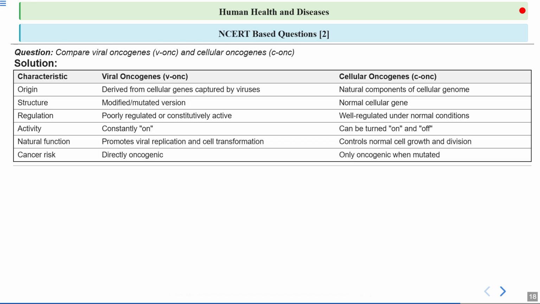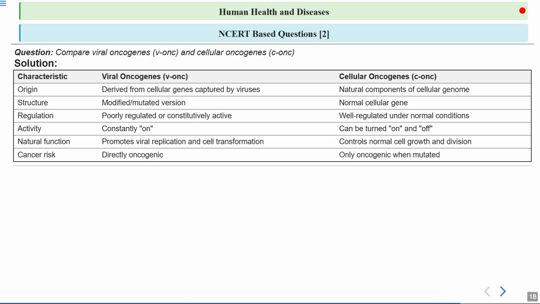Now let's talk about the regulation. Viral oncogenes are poorly regulated or constitutively active. Cellular oncogenes are well regulated under normal conditions. Under normal conditions they are well regulated, but they can be abnormally activated and then become oncogenic. Viral oncogenes are always active, and cellular oncogenes can be turned on or off as well.